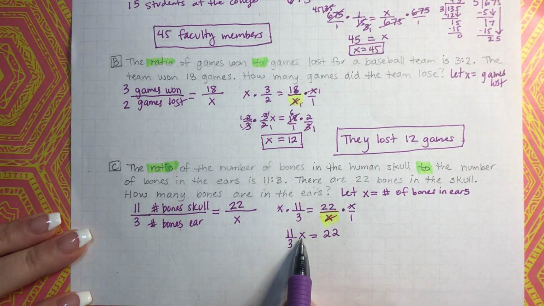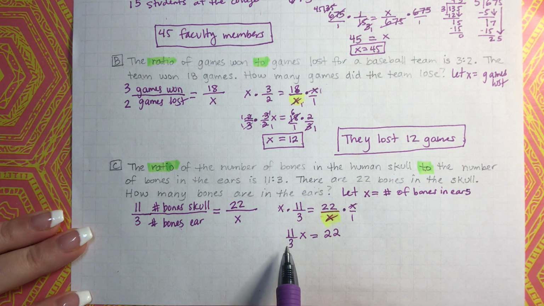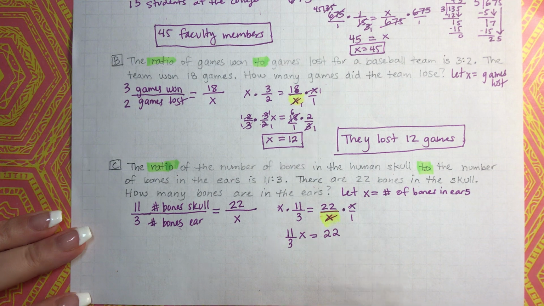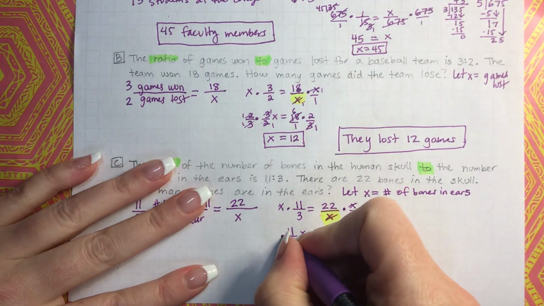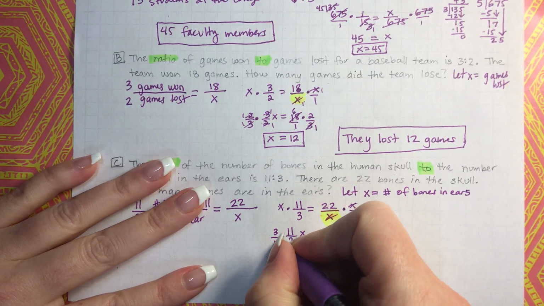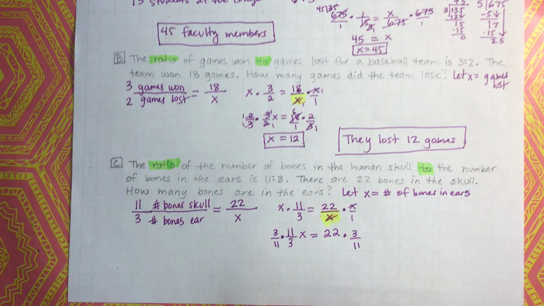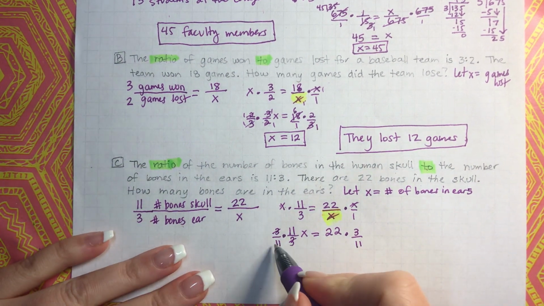So to do that, we need to get x by itself, right? And right now it's being multiplied by a fraction. So what do we do? You are right. We multiply by the reciprocal. So there we go. So all of this stuff cancels out.